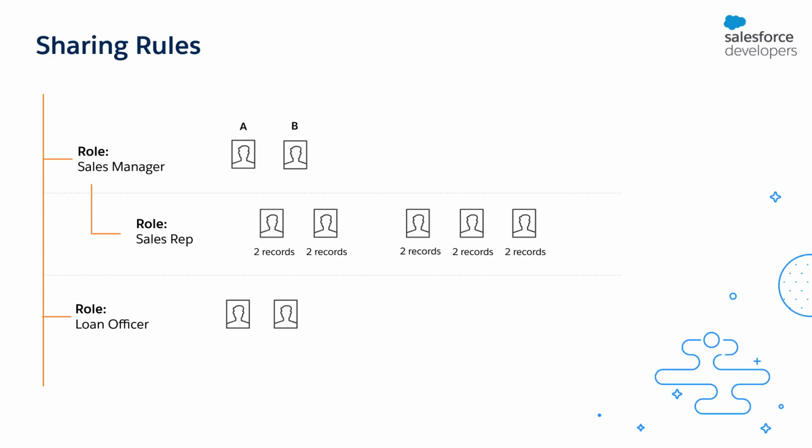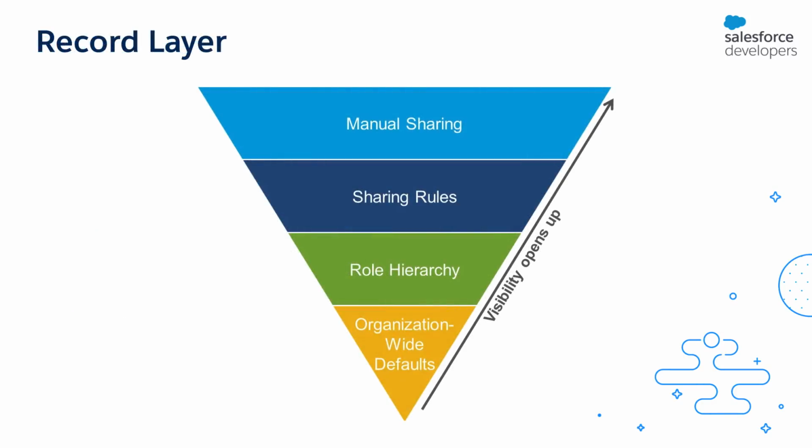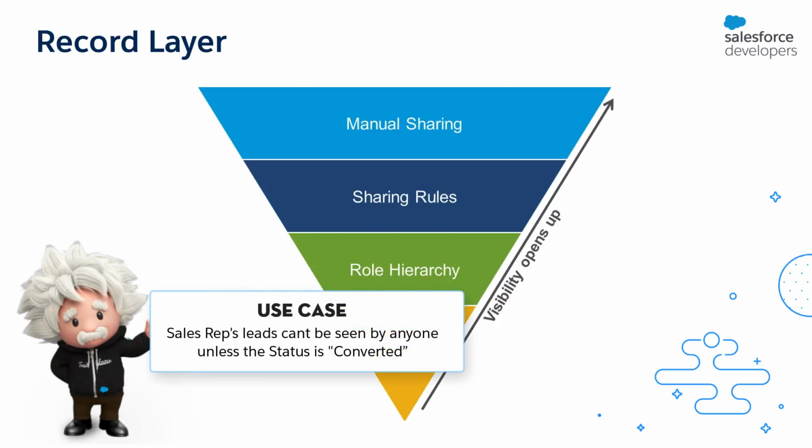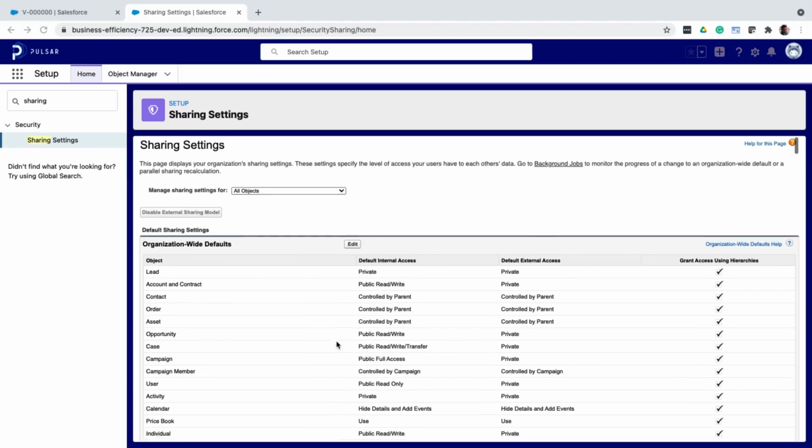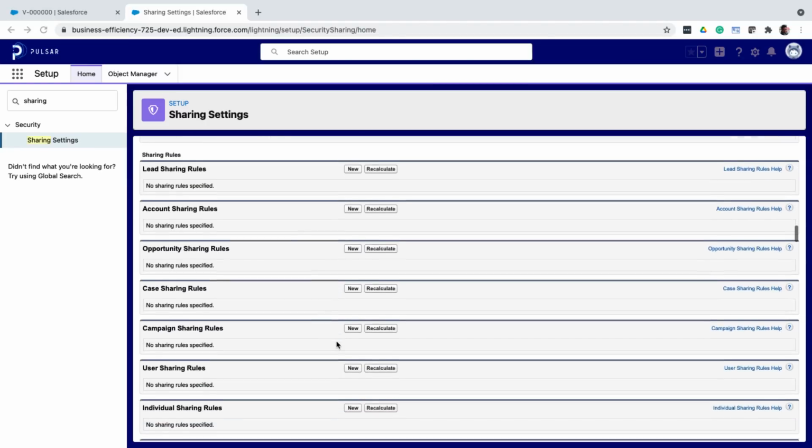How can we also allow other users, let's say from the loan department, to access lead records? That's where the next setting in the record layer security comes into play, sharing rules. Now, if you remember the use case I was talking about earlier, I don't want others to see the lead that I'm working on until the status is changed to converted. Once the lead status is converted, I want everyone to see it, meaning others in my role, the loan department, and basically everybody else.